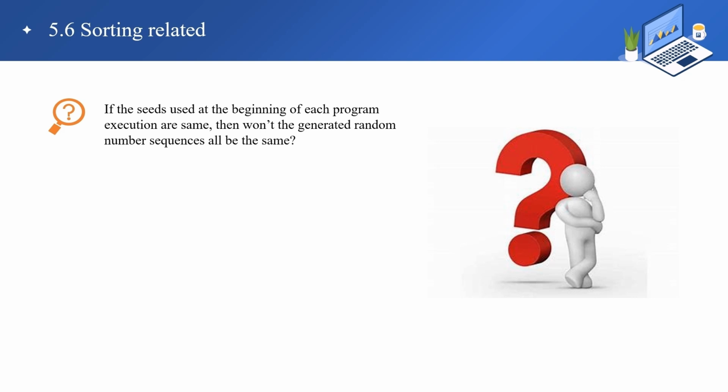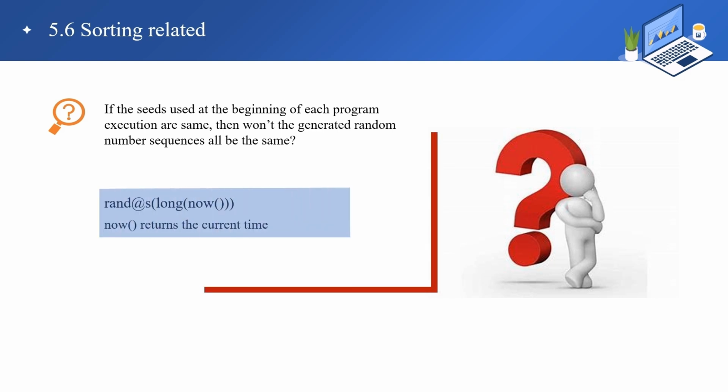So, if the seeds used at the beginning of each program execution are the same, then won't the generated random number sequences all be the same? No, when the program starts, it will automatically execute a statement like rand@s(long(now())), where now returns the current time, that is, the start time of program execution is used as the seed. This is determined by humans and has enough randomness, which can ensure that different random number sequences will be obtained before each program execution.